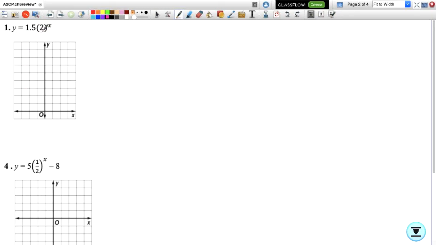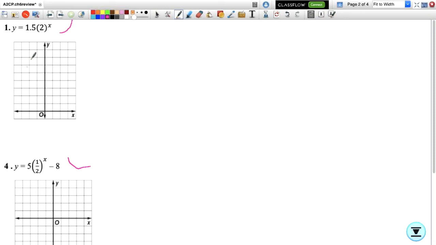If that base is greater than 1, it's exponential growth. So this is exponential growth. 1/2 is clearly less than 1, so that is exponential decay. So exponential growth should start out slow and then really increase. Exponential decay starts out with a steep decrease and then it kind of evens out towards the bottom.